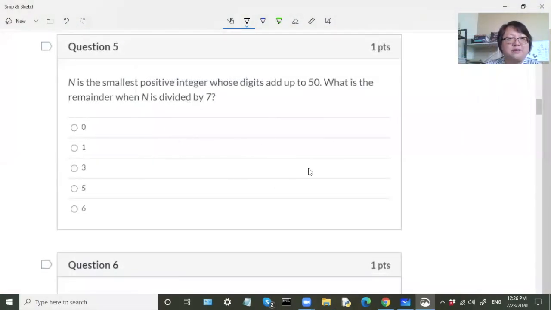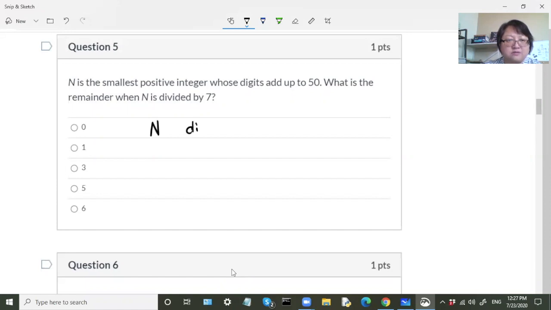Problem 5. N is the smallest positive integer whose digits add up to 50. So what is the remainder when N is divided by 7? Okay, so let's find out what N is first. N is the smallest positive integer whose digits add up to 50.